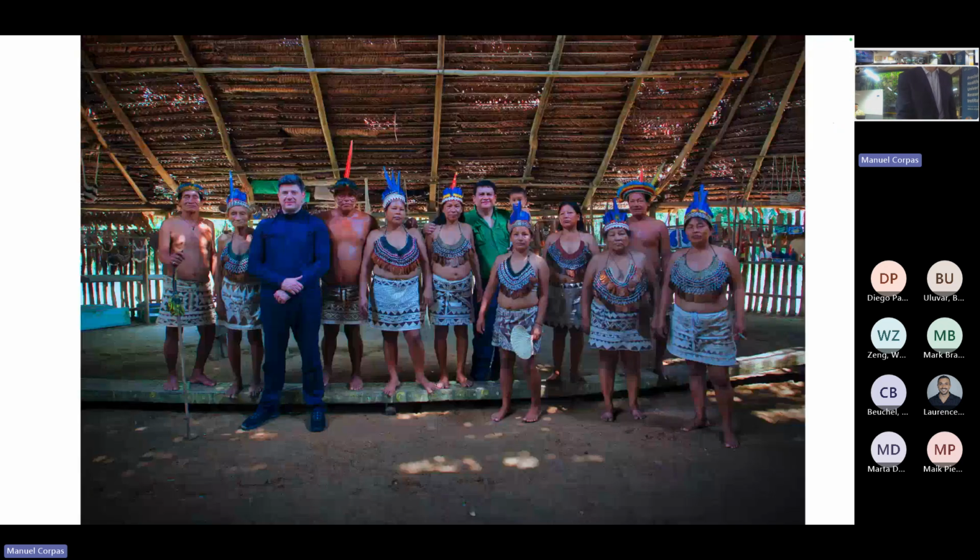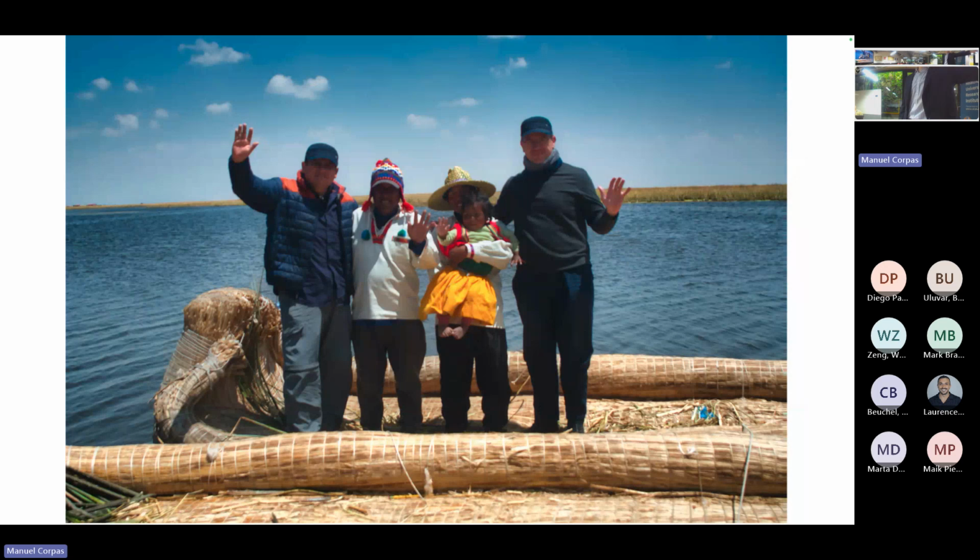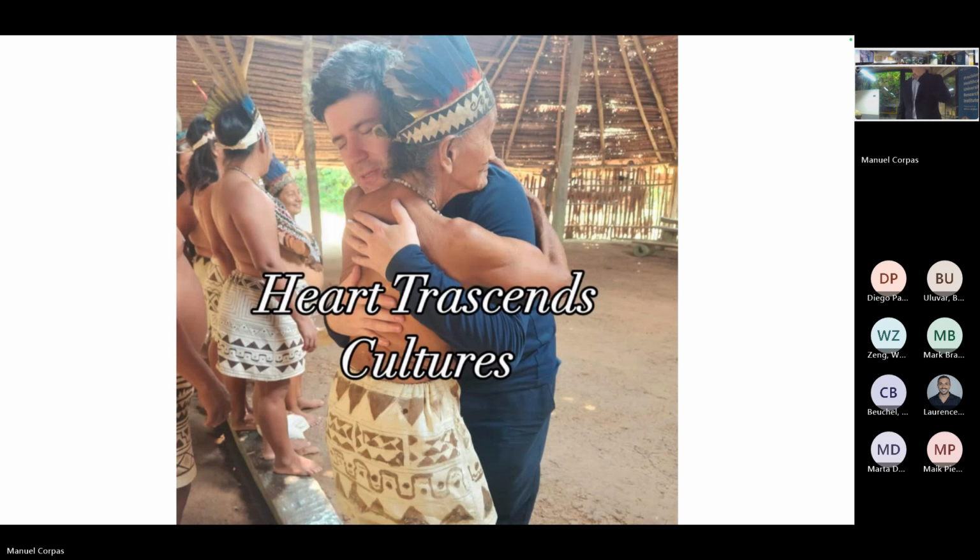I've included a few pictures from my last trip to the Amazon. These are the people we are trying to serve. These are the Bora tribe. Here we are with the Uros. As I said, they live on floating islands in the middle of Lake Titicaca, about a day by boat from the closest point of civilization. Probably the highlight for me was the mother of the chief of the Bora community. She doesn't speak Spanish or anything, but she just gave me a hug, and that stayed with me.